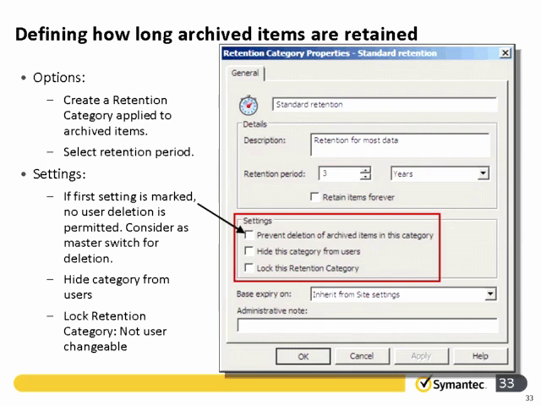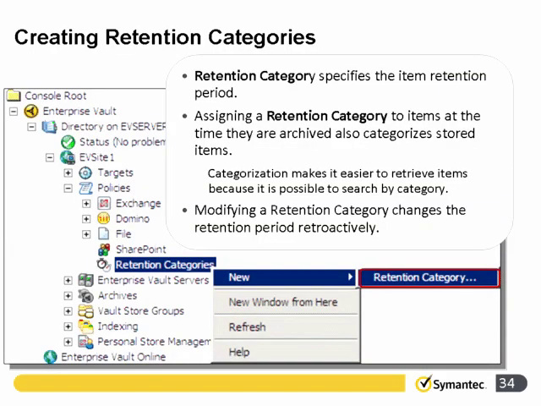To create the retention category itself, you just go down through the directory, the Vault site, and then it's under Policies. And then it has its own separate category. It doesn't fall under a type of frontline storage such as Exchange, Domino, or File, but it has its own section called Retention Categories. We can just right-click and select New Retention Category, and it will open up the property page where we can go through and specify the settings that we saw on the previous screen.